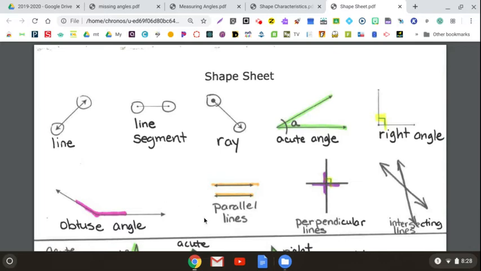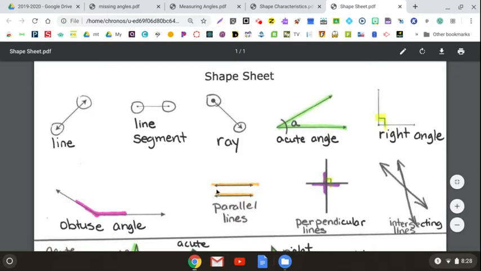We also talked about parallel lines. I coded those in orange. I'm sorry, obtuse angle is pink. I just saw my purple over here, sorry. So parallel lines are orange. And remember, in parallel, we see two parallel lines, two lines that never cross.